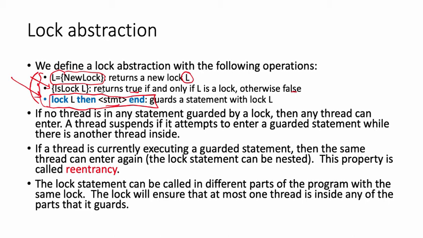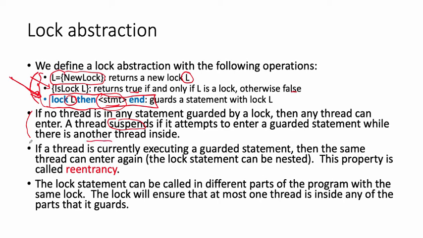So this will guard the statement with lock L. So the statement is part of the critical section of the lock. Note that you can use the same lock and you can call lock L more than once. So the union of all of the locked statements is the critical section. Okay? So what is the semantics? If no thread is in any statement guarded by a lock, then any thread can enter. A thread will suspend if it tries to enter while there's another thread inside.